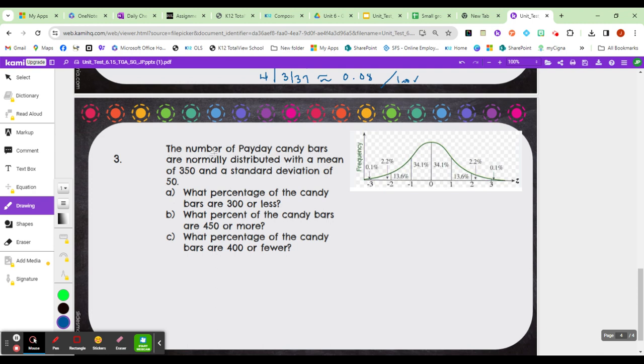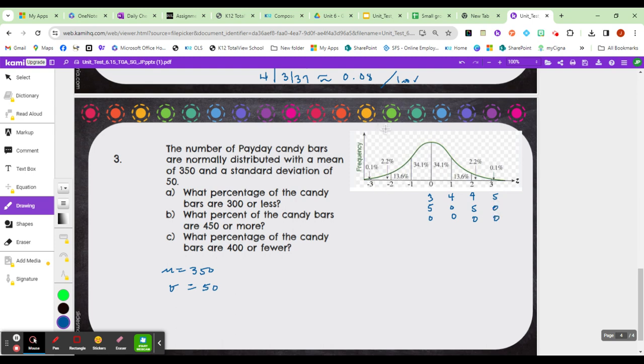So it says the number of payday candy bars are normally distributed with a mean of 350. So my mean is 350 and my standard deviation is 50. So that's important. I'm going to go ahead and go over to this bell curve, and I'm just going to put 350 in the middle, and I'm going to write my numbers like this just because I don't have a lot of room to write them left to right. My standard deviation is 50, so I'm going to add 50 when I move to the right. So I'll get 400, add 50 more, I'll get 450, add 50 more, I get 500.